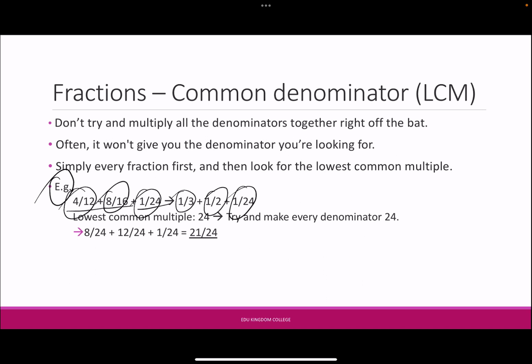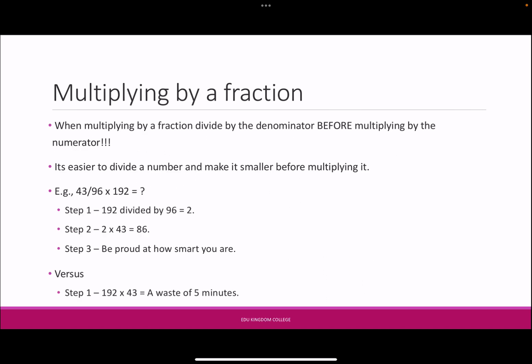Now, the lowest common multiple between 3, 2, and 24 is 24. So 3 fits into 24, 2 fits into 24, 24 fits into 24. Now that we found our lowest common multiple, that's what we're going to try and make all our denominators into. So 1 on 3, multiply top and bottom by 8, becomes 8 on 24. Half, multiply top and bottom by 12, becomes 12 on 24. 1 on 24 stays the same. Add them together, you get 21 over 24. Happy days.